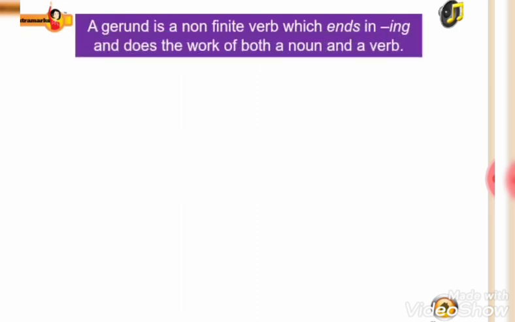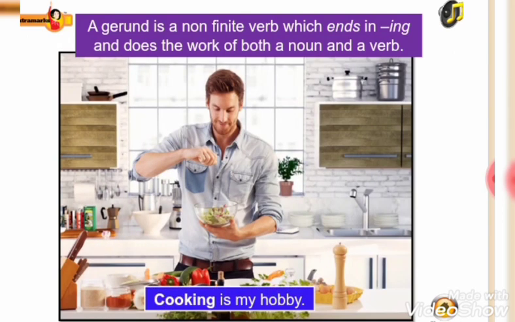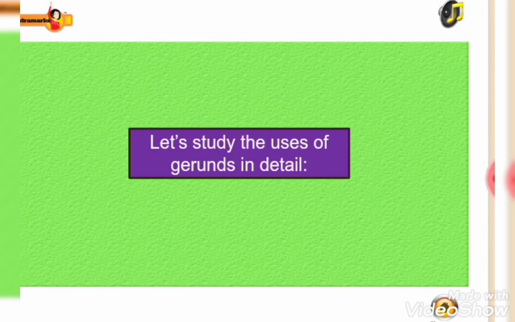A gerund is a non-finite verb which ends in ing and does the work of both a noun and a verb. For example, in the sentence, cooking is my hobby, the word cooking is a gerund made by adding ing to the verb cook. Let's study the uses of gerunds in detail.